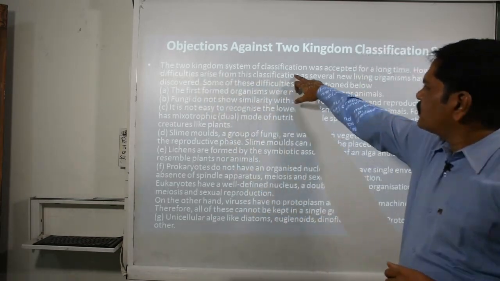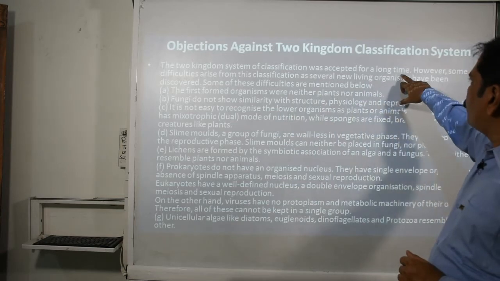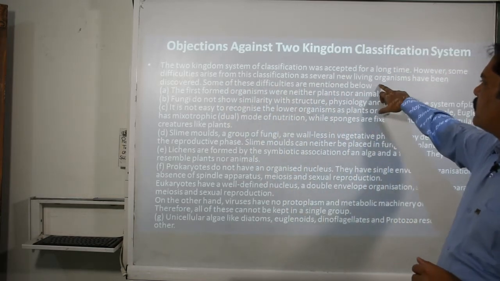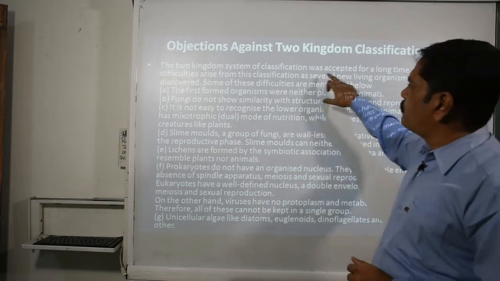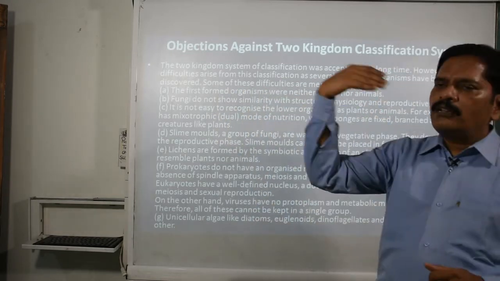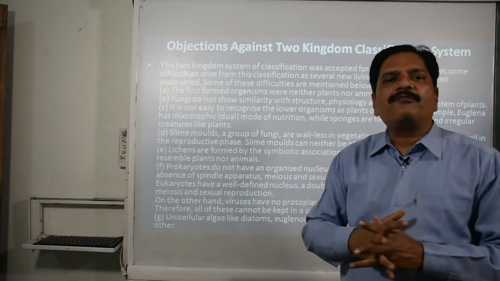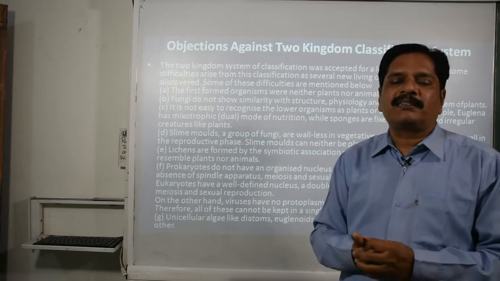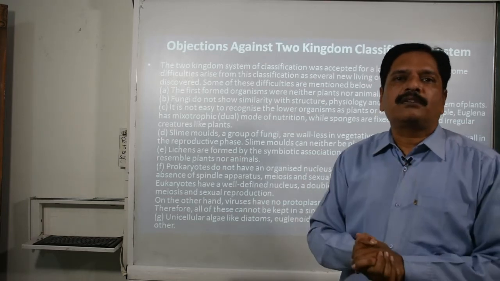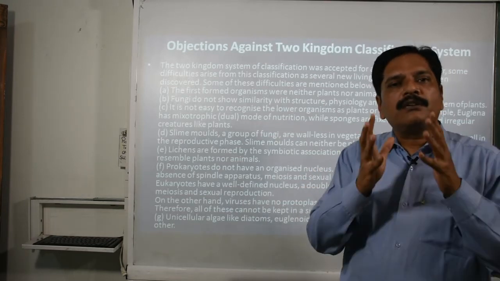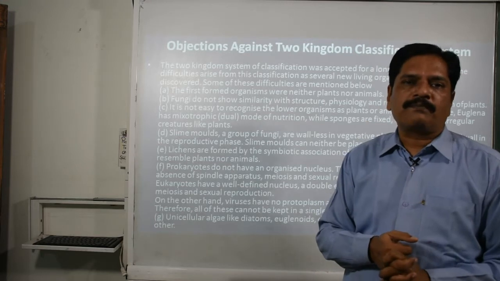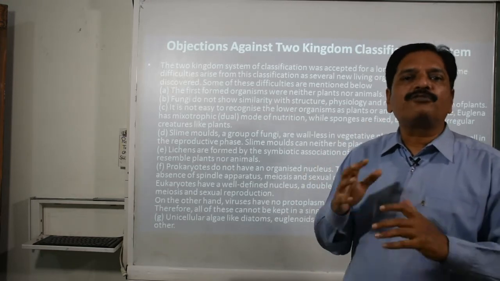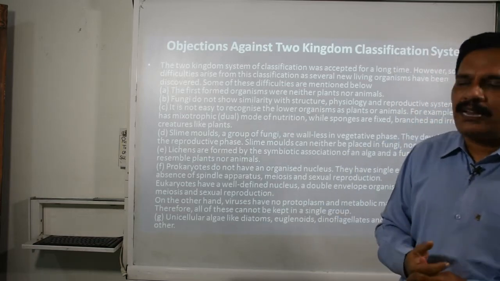The two kingdom system of classification was accepted for a long time. However, some difficulties arose from this classification as several new living organisms were discovered. At the time of its consideration it was okay, but later the new findings and new knowledge brought forward new categories of organisms. So this two kingdom classification was not enough to satisfy all the criteria of classification.